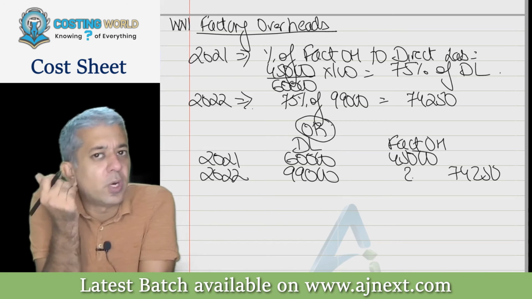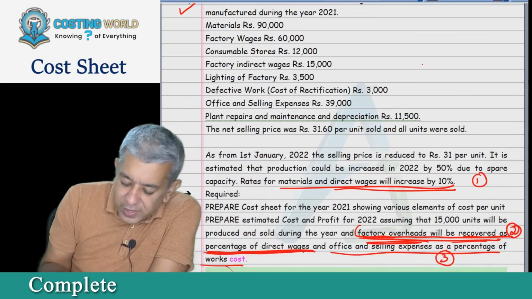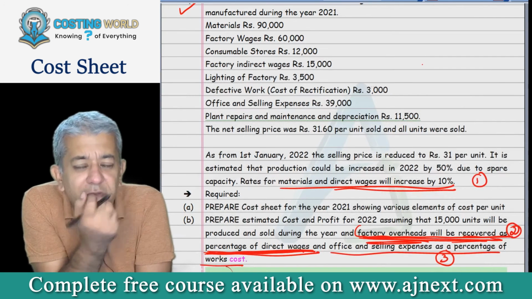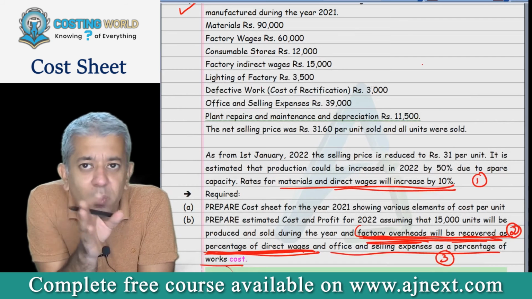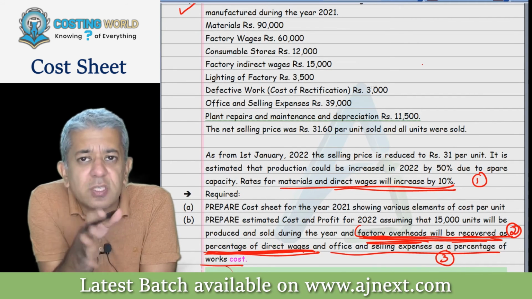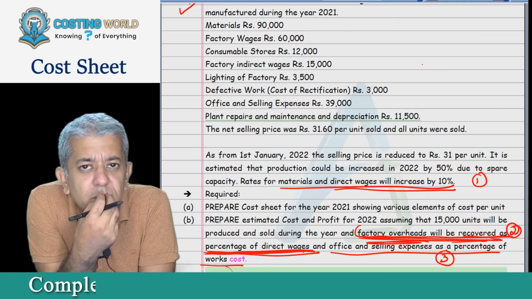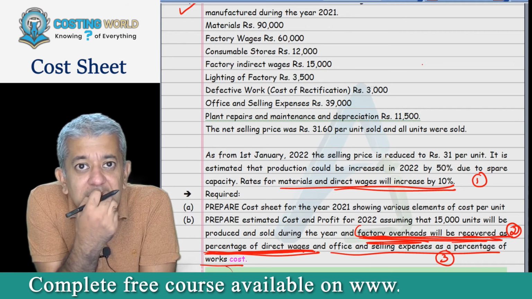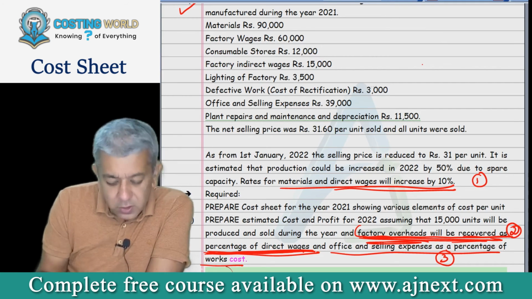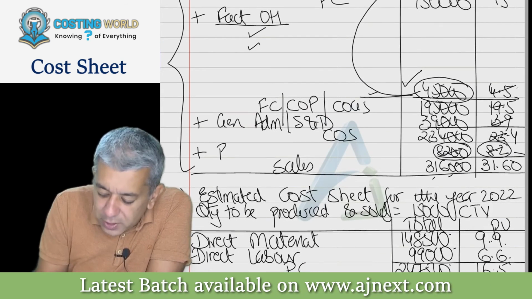Third method, I'm not writing. I'll tell you all already. That'll be far better. If factory overheads are recovered as a percentage of direct wages, it means they are related to direct wages. If they are related to direct wages, whatever happens to direct wages will happen to factory overheads also. Tell me what happened to direct labor in 2022? It increased by 10% on a per unit basis. So even factory overheads will increase by 10% on a per unit basis.